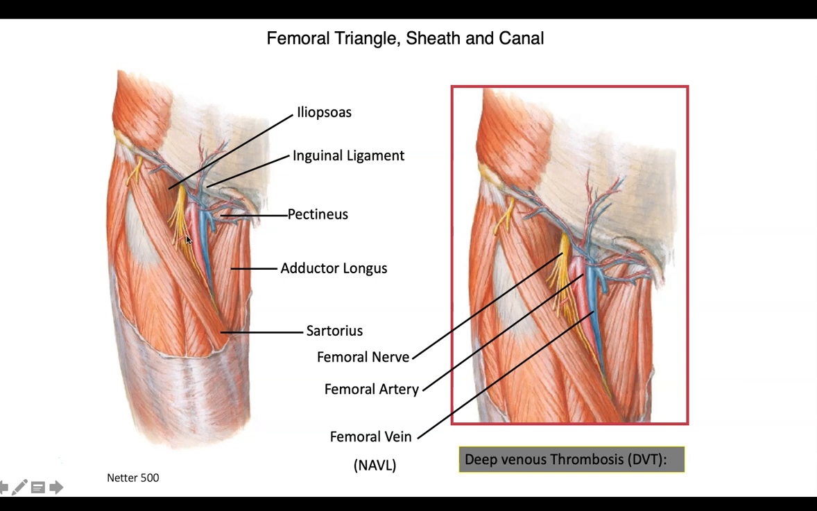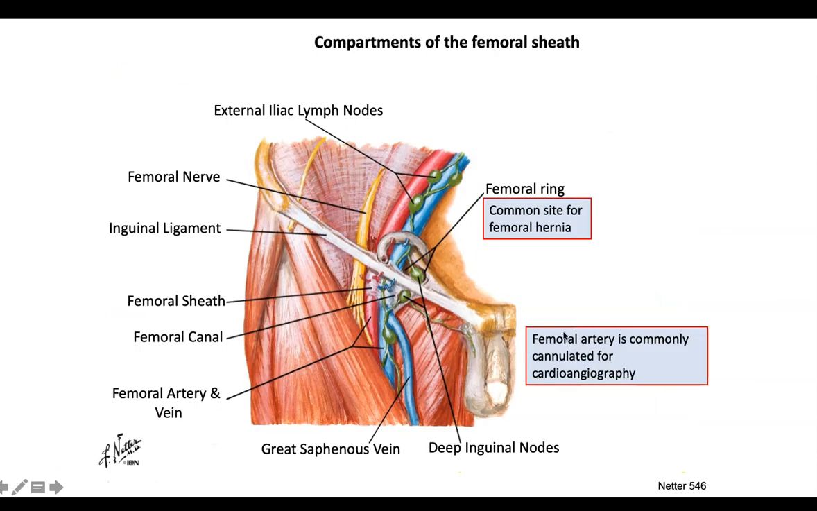And the roof of the femoral triangle is formed by the skin, superficial fascia, and the deep fascia. And the femoral vein is the deep vein, which receives the great saphenous vein. In the deep vein, deep venous thrombosis is a very common pathological condition. When we sit for a long time, deep venous thrombosis can occur inside the deep veins.